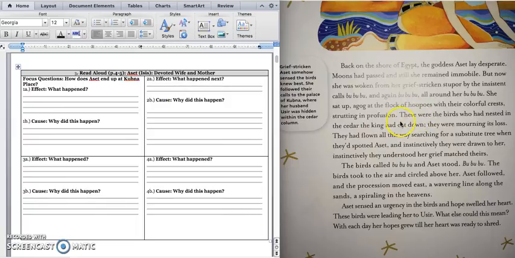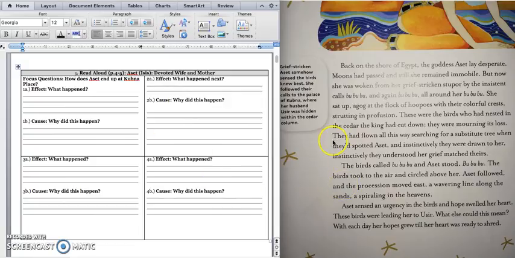Okay, so underline this up here. These were the birds who had nestled in the cedar the king had cut down. They were mourning its loss. You need to write that sentence in the first part of 2B. Press pause to write down your answer and play when you're ready for the second cause.